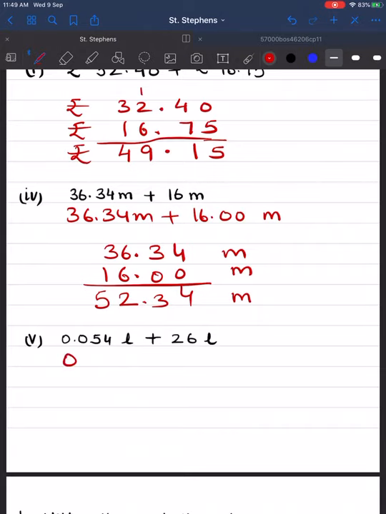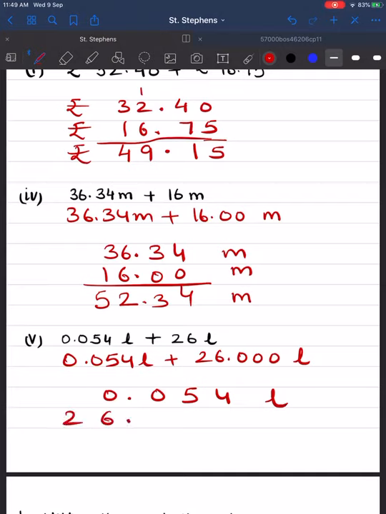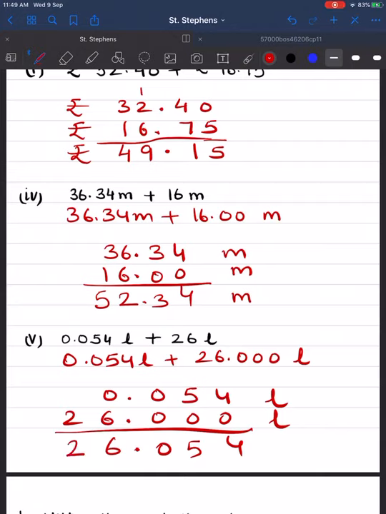Now let's add 0.054 liters and 26 liter. So let's convert 26 liter into like decimal having 3 decimal places. So we write here 26.000 liters. Now let's arrange the decimal numbers. 0.054 liters and 26.000 liters. Now we add, we get 4 here, 5, 0, decimal below decimal, 6 and 2. So we get 26.054 liters.